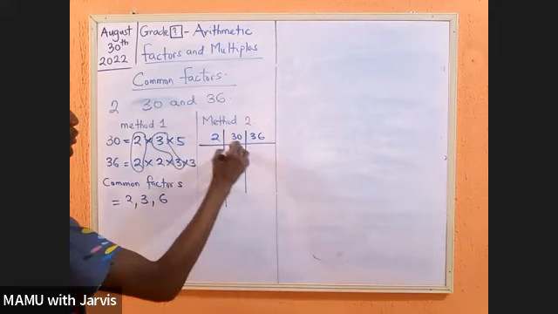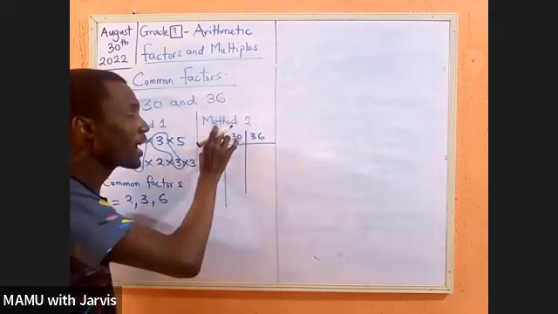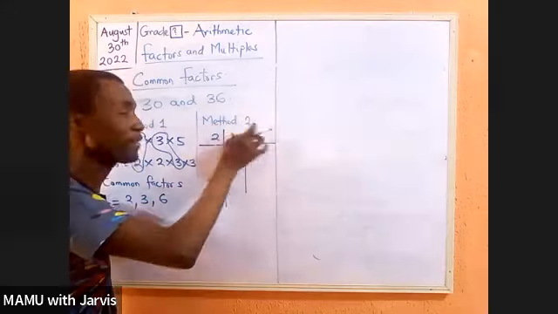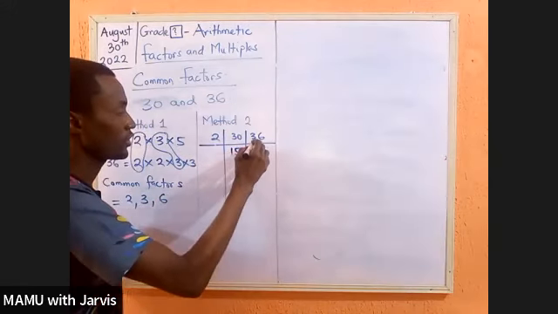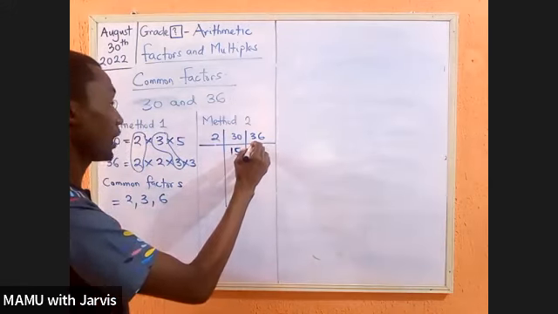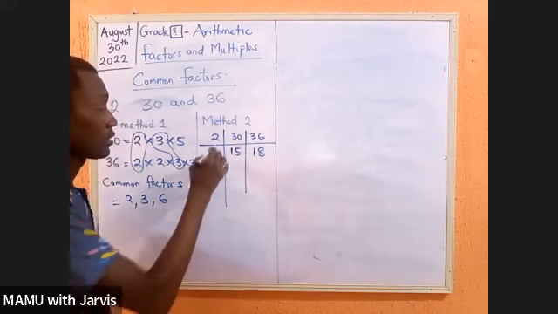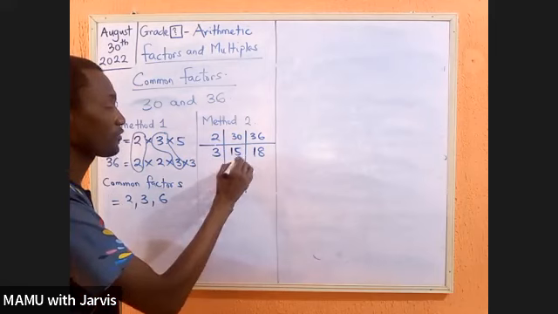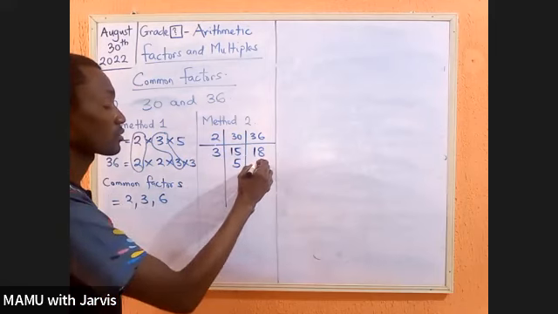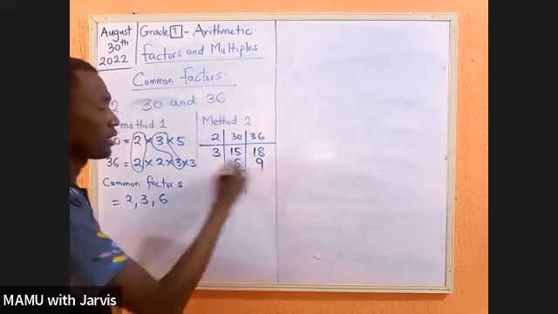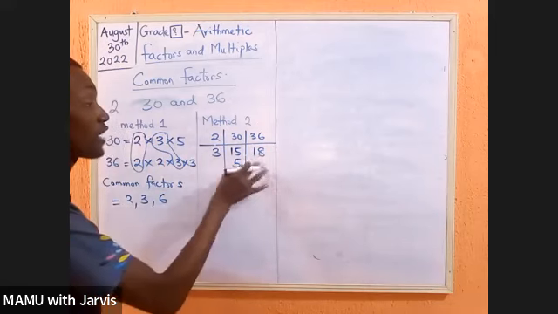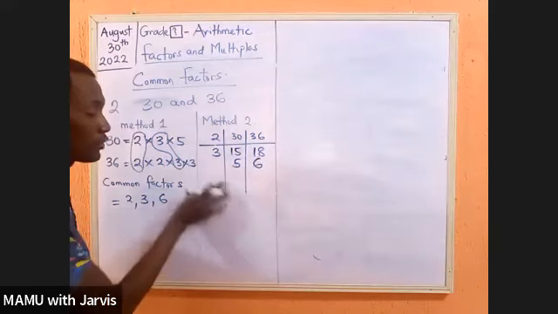I divide with 2. Remember the rule is that the prime factor must divide both. 15, 18. 3 here will give me 5, and then what? 9. Nothing else. 3 will give me 5 and 6. Nothing else can be done.